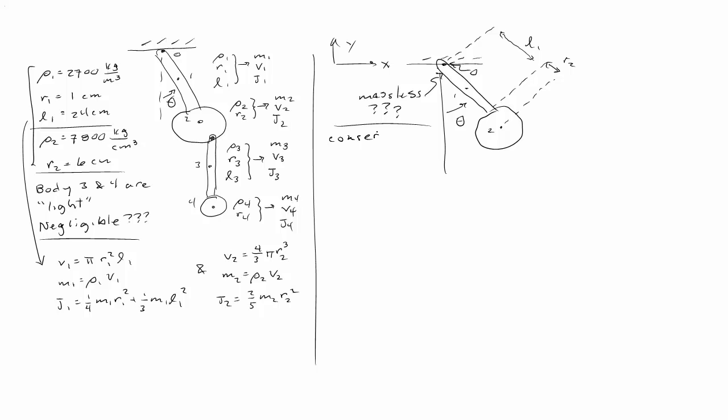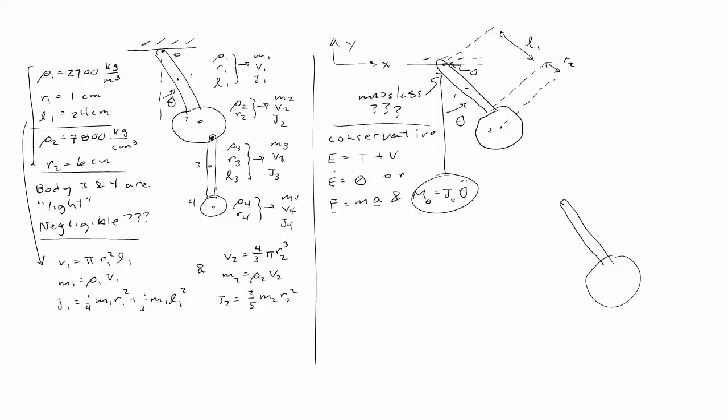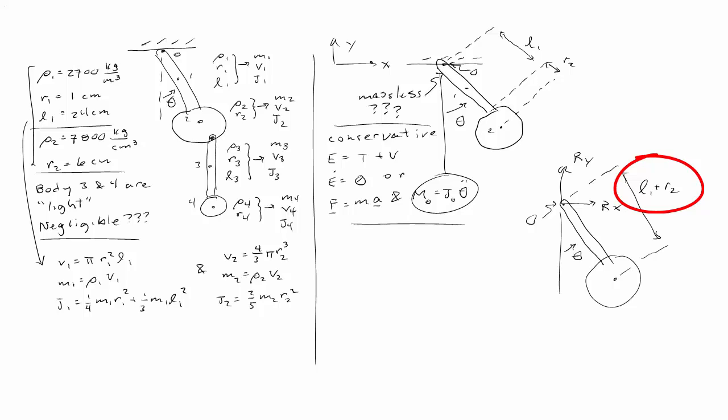Now this is a conservative system, so we could certainly use the fact that the total mechanical energy is conserved, or that E dot is 0, in generating some simplified equations. Or we could use F equals ma, and the sum of the moments about point O is equal to the inertia about O times theta double dot. And that's what we'll use to generate a model. So here's a free body diagram with the reaction forces at the pin. And this total distance is L1 plus R2. And we'll need that for computing the moment about O.